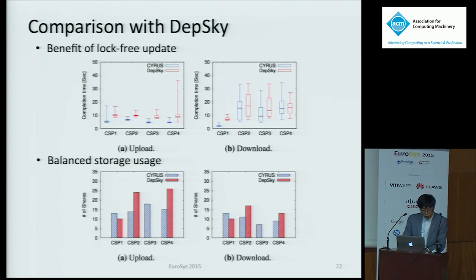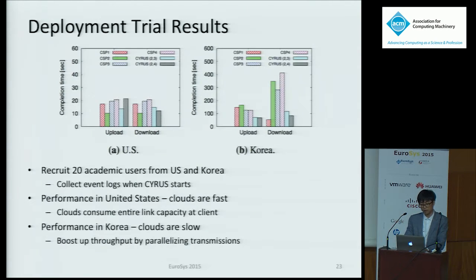Like CYRUS, DepSky also accepts only the fastest responses. So you can see that DepSky doesn't use CSP3, because in this situation CSP3 was so slow. Due to their protocol, DepSky cannot use the multiple storages in balance, but CYRUS uses hash-based addressing for upload and optimal selection for download. So CYRUS uses the storages in balance.